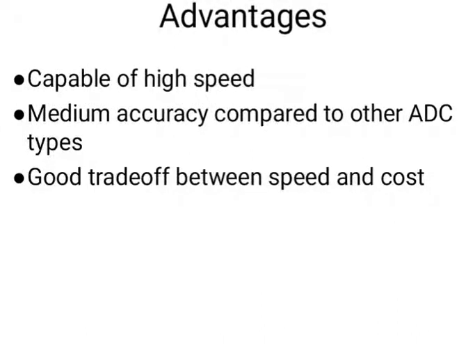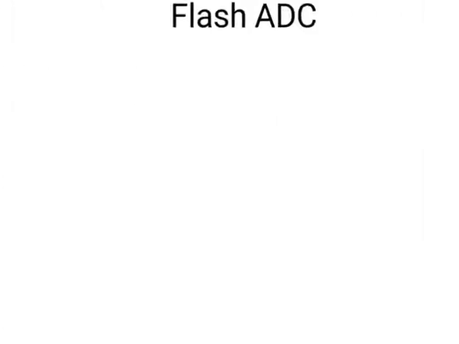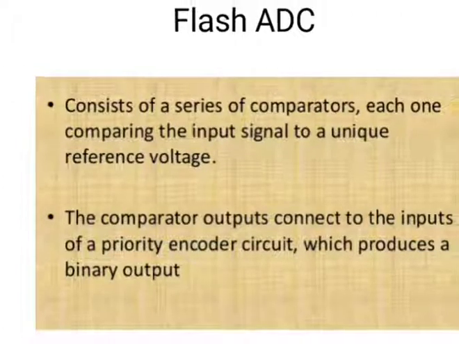Now there are some advantages of this type, that is it is capable of high speed, medium accuracy compared to other ADC types, and a good trade-off between speed and cost. Next are the disadvantages. A higher resolution successive approximation ADC will be slower, and the speed limit is nearly equal to 5 MSPS. Then the second type is flash ADC.